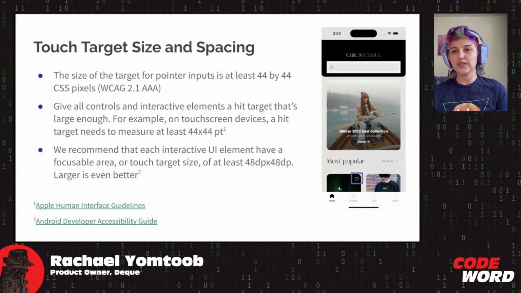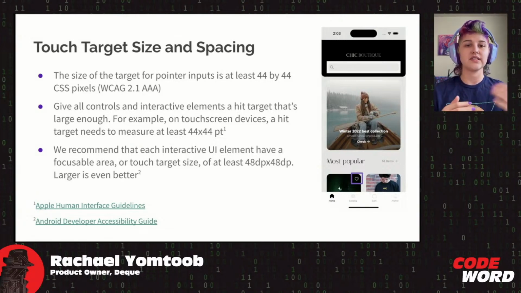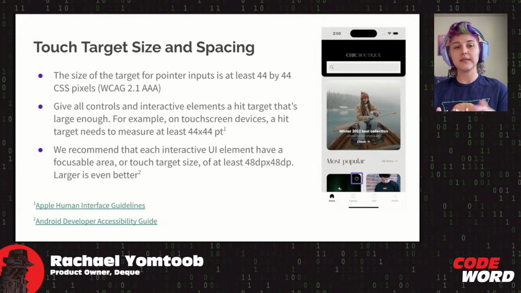So first of all, as I mentioned, we don't have CSS pixels on mobile apps, in native mobile apps. However, thankfully, this is a one-to-one conversion. So on iOS, we have points. So 44 CSS pixels can translate to 44 points. And then in Android, we have DP, density pixels. So same thing, 44 CSS pixels, 44 DP.